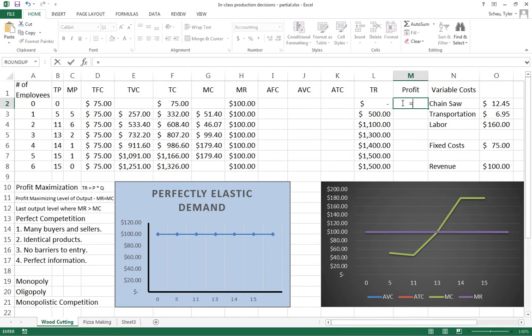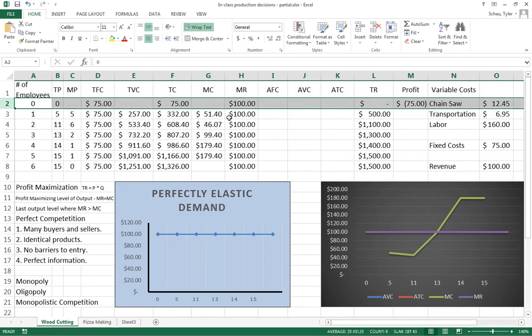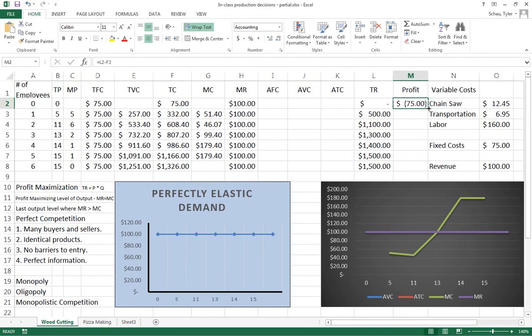Profit, then, we're going to take total revenue, we're going to subtract out total cost. And so when we don't produce anything, don't hire anyone, we lose $75 a day. We hire one employee, we're going to pick up $168 a day. If we hire a second employee, we're going to pick up $491.60 per day. And that's because that big gap between these two, marginal revenue and marginal cost, plus the fact that we bore the fixed costs in this, so we don't have to worry about fixed costs here.